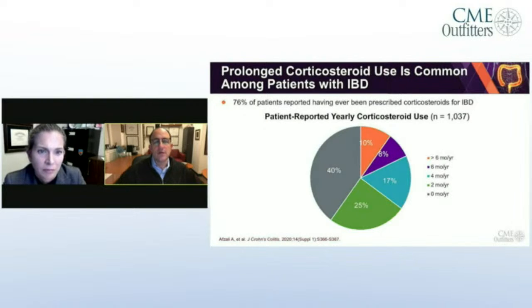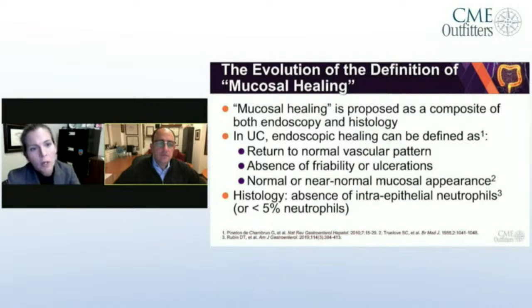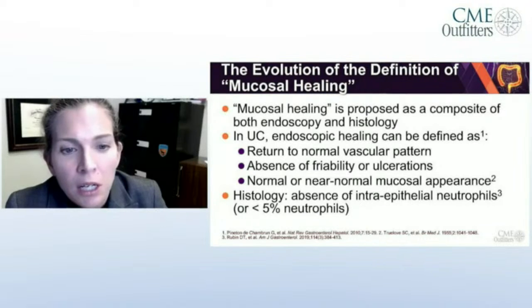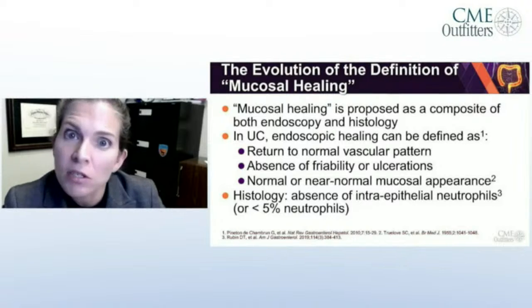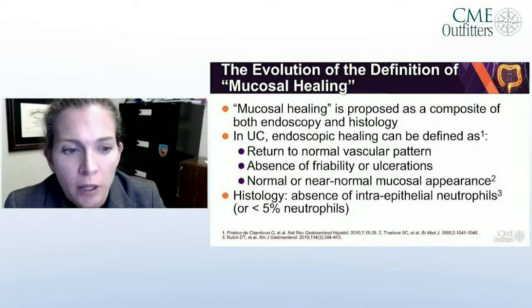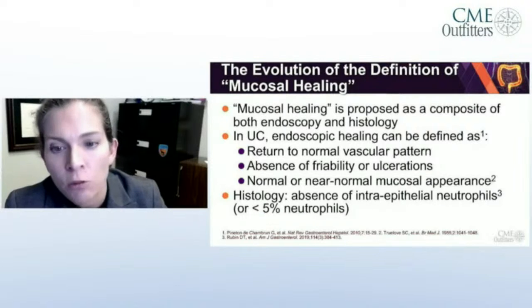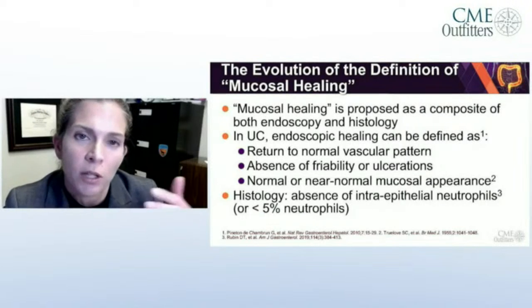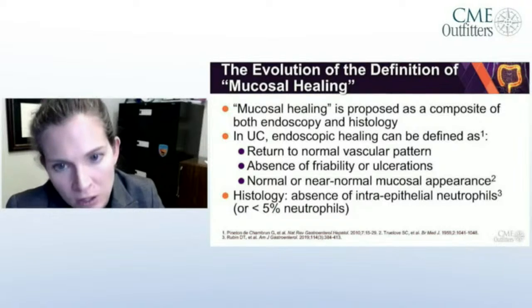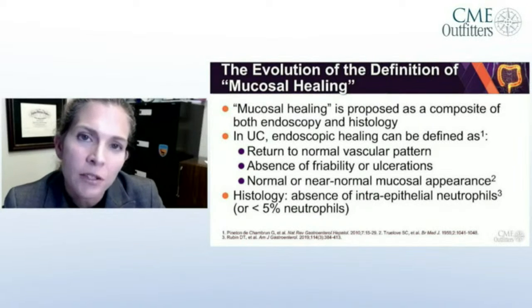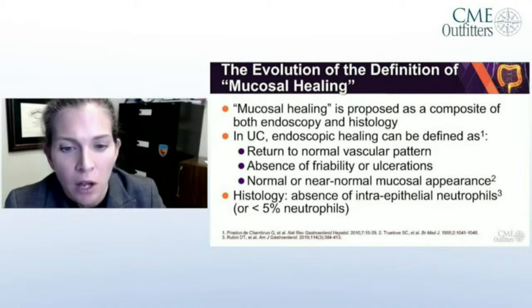But why don't we talk about the other one, which is mucosal healing? Yes. We've really evolved in our definition of mucosal healing. It's really now proposed as a composite of both endoscopy and histology. In UC, endoscopic healing can be defined as a return to a normal vascular pattern, the absence of the friability and the ulcerations that I showed you on our patient earlier, and normal or near normal mucosal appearance, because remember, it's really a 0 or a 1 Mayo score that is considered remission. And certainly there's an evolving target of histology, which includes the absence of intraepithelial neutrophils.